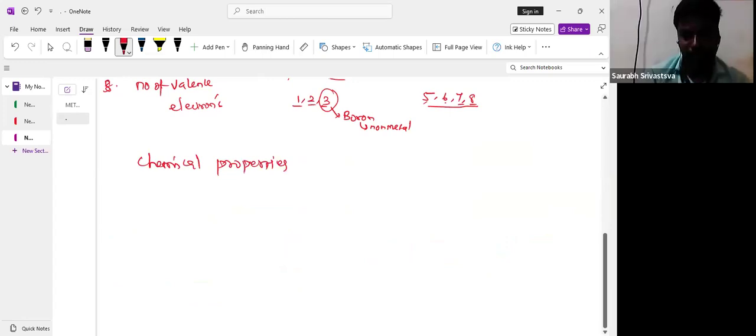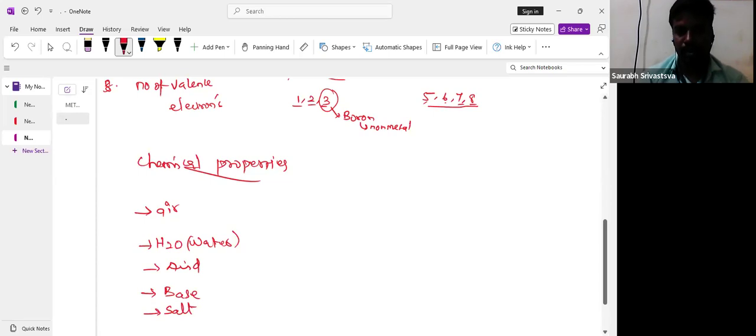Chemical properties. In the chemical properties, first air, second water, third acid, fourth base, and fifth salt. So we check if the element reacts with the air or not, with the water or not, with acid or not, with the base or not, and with the salt or not. Based on this character, we can say that.